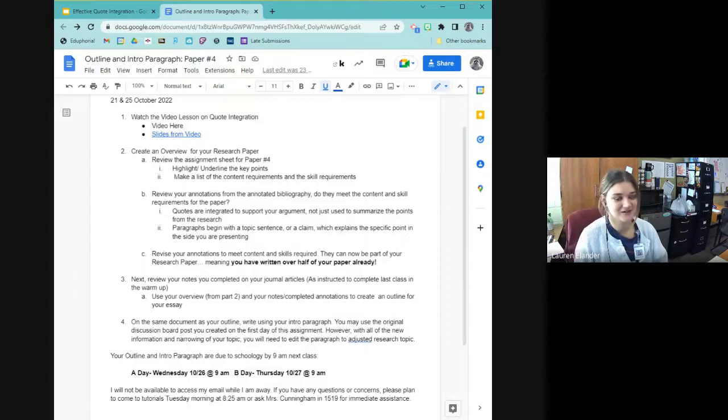That means if you've kept up with the pace, you have written over half of your paper right now. So take a deep breath. You've done a lot of work already. From there, I want you to look at the notes that you took on your journal articles and take what you've already written from your annotations. Using what you have, your notes and your annotations, look back at what is required of you and start to outline your essay. Here's your last reminder.